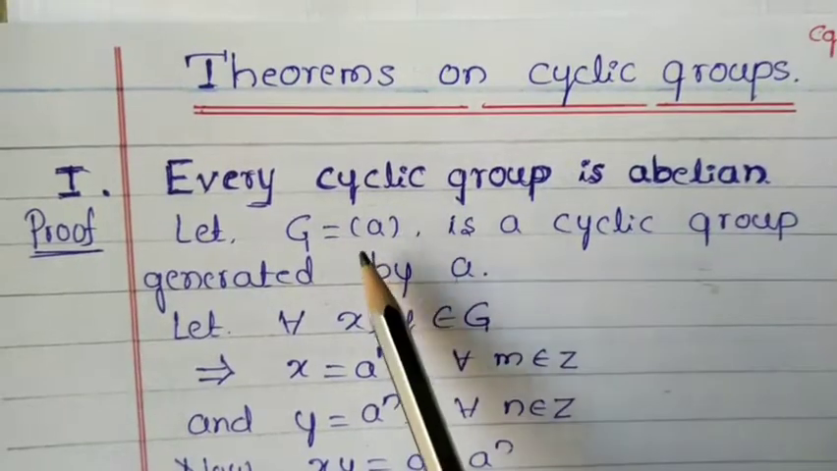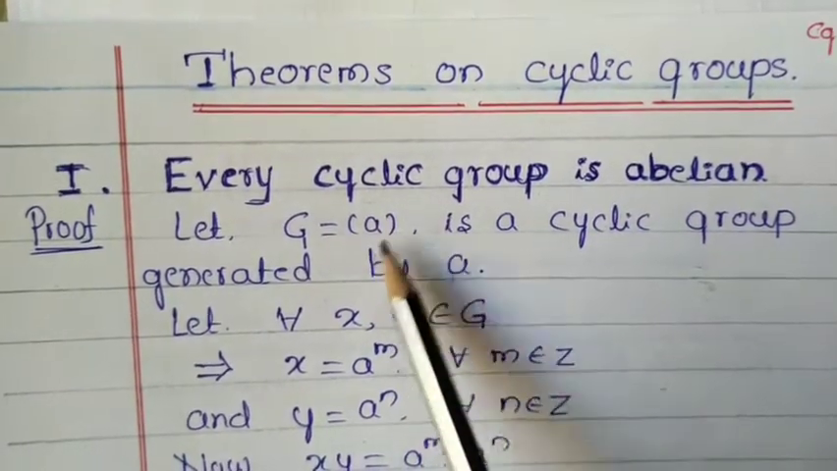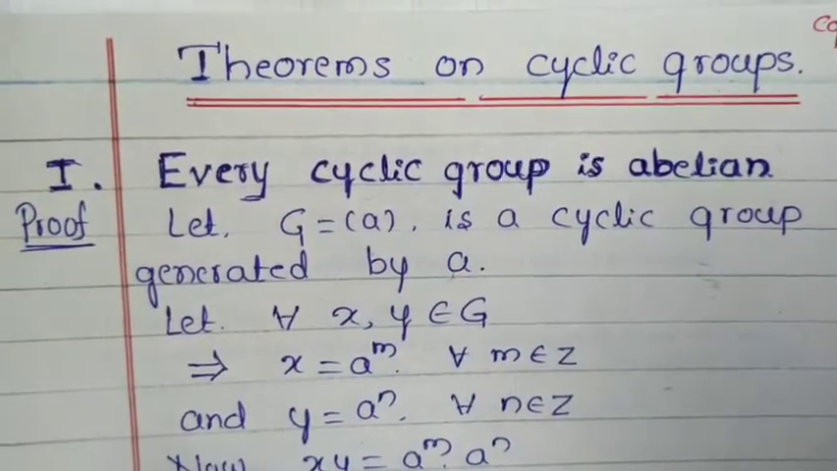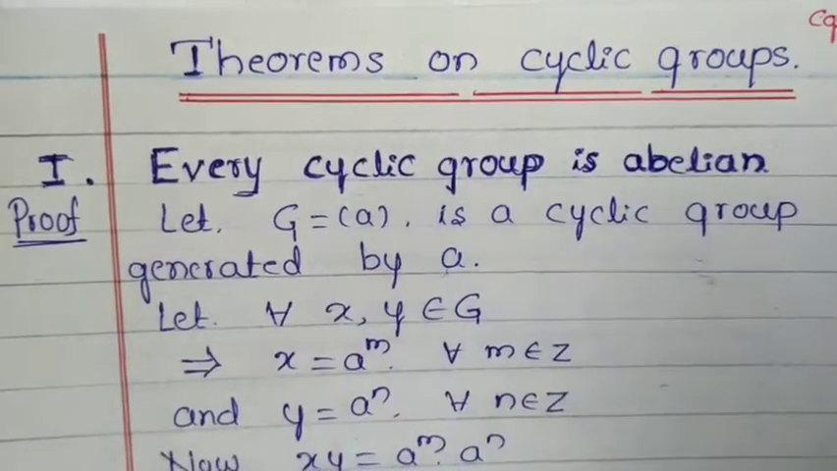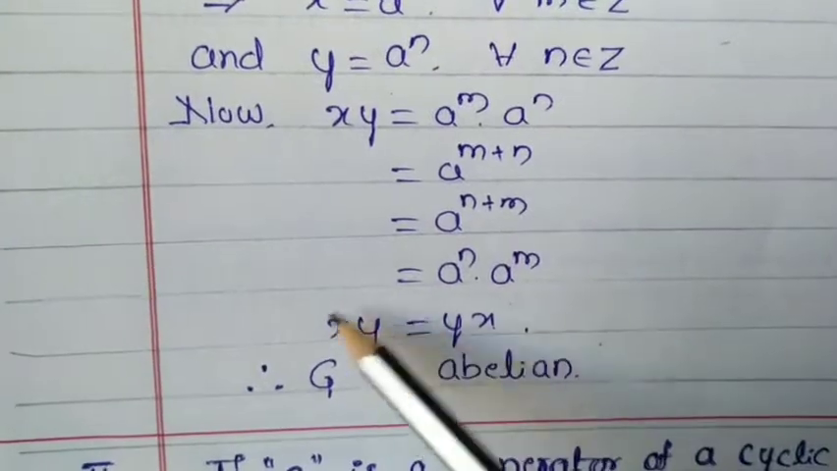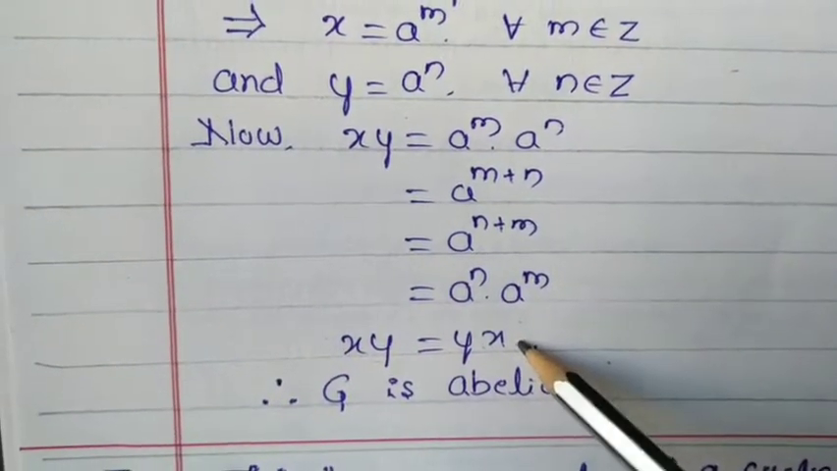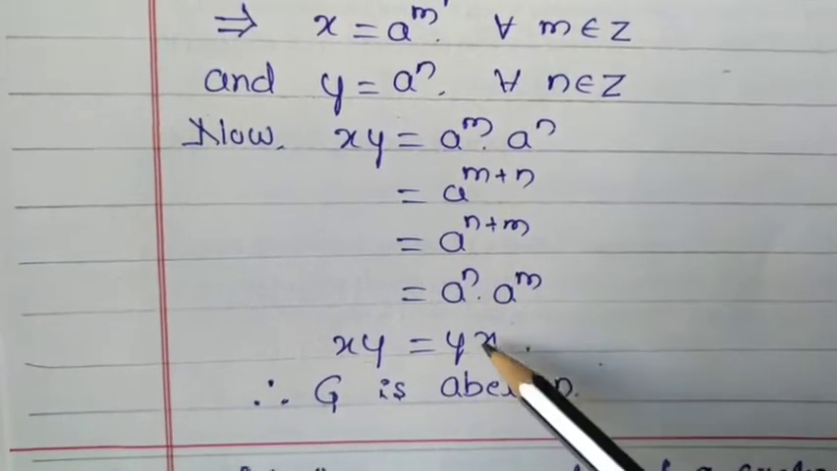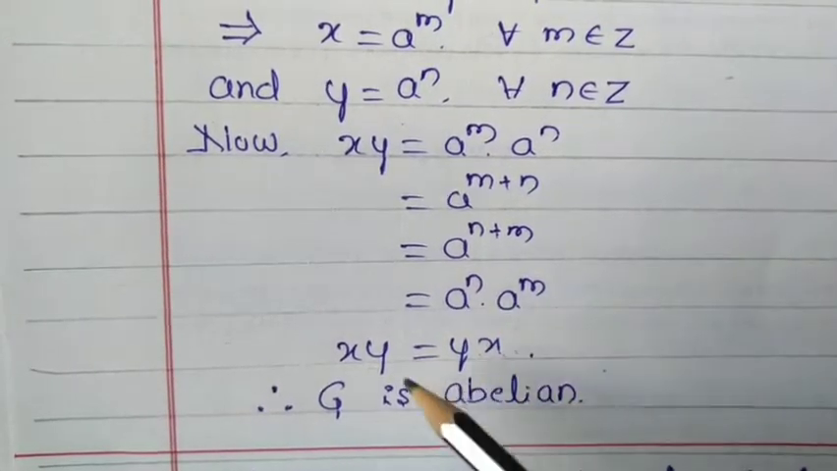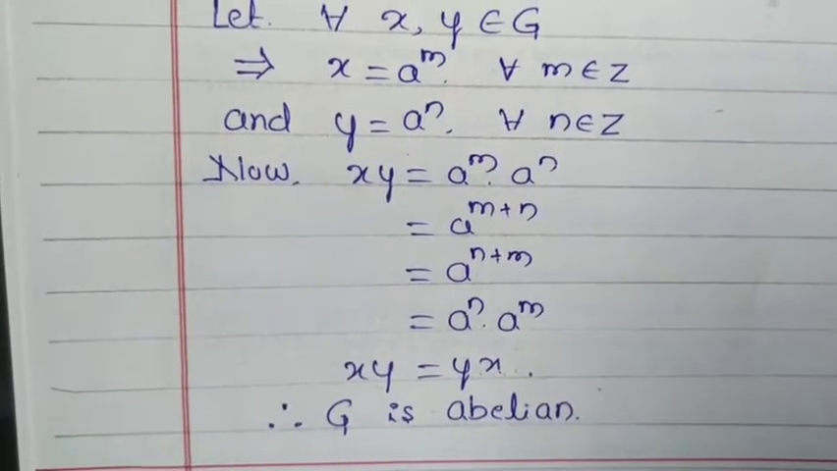So this cyclic group is abelian means we should show that the commutative law has been satisfied. Suppose x and y are elements of G. To show that x into y is equal to y into x. X into y equal to y into x means the commutative law has been satisfied. G is already a group. If G satisfies the commutative law, then G is immediately abelian.